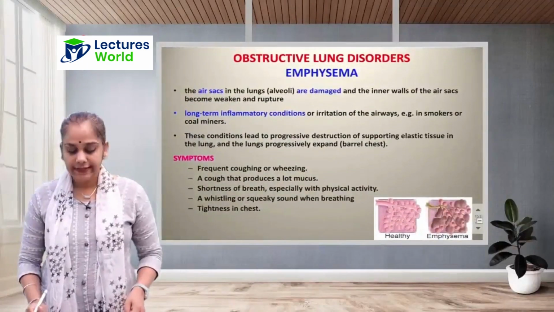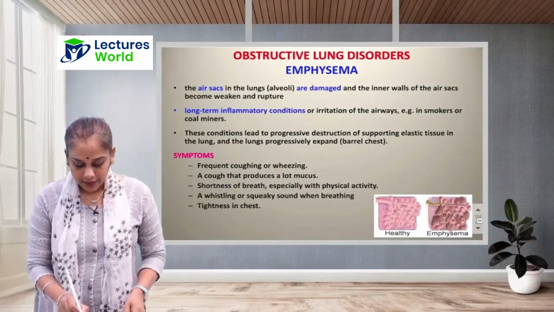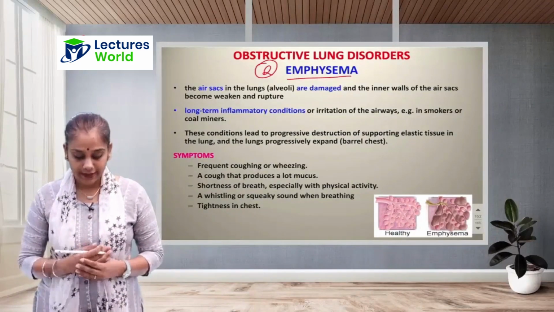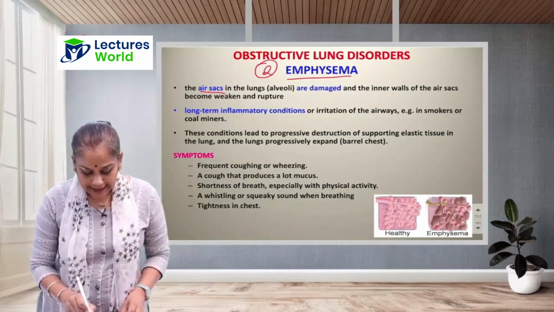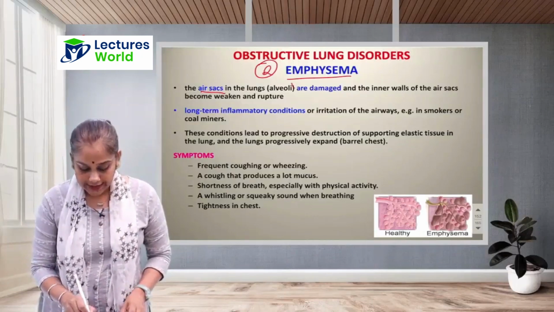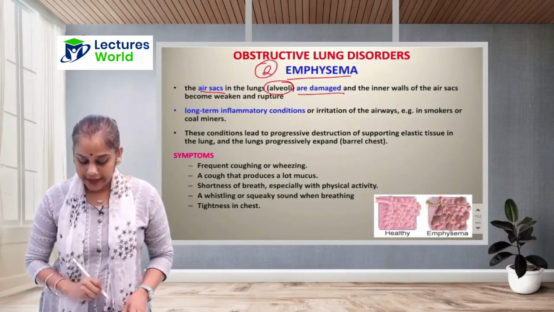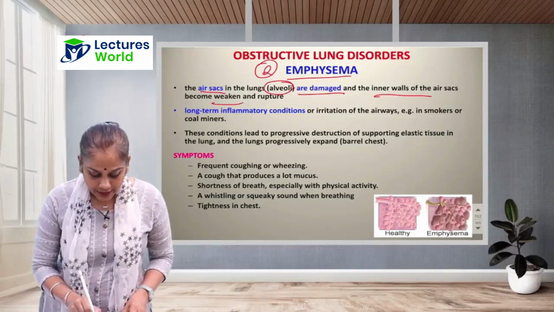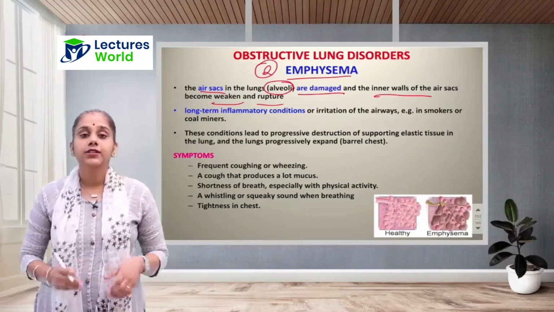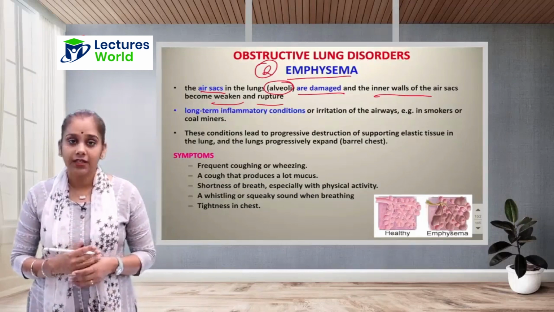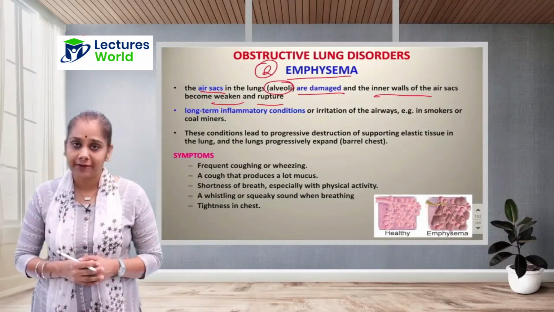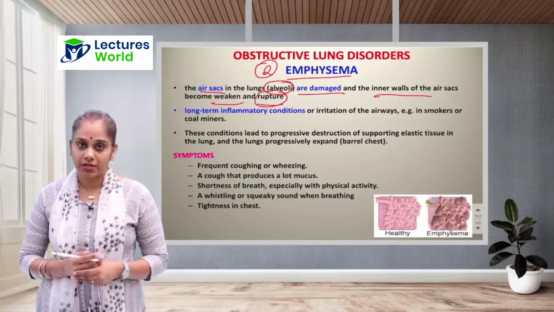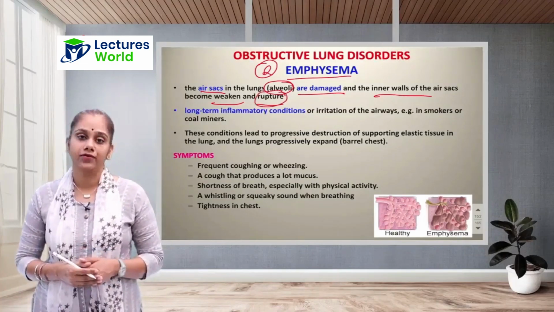Now, in the obstructive lung disorders, the second condition is known as emphysema. What is emphysema? The air sacs in the lungs, or alveoli, are damaged, and the inner wall of the air sacs becomes weakened and ruptures. The alveolar wall becomes damaged or weak and might rupture. That is known as emphysema.